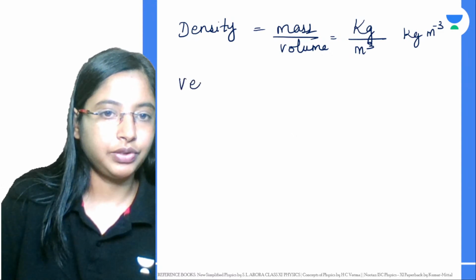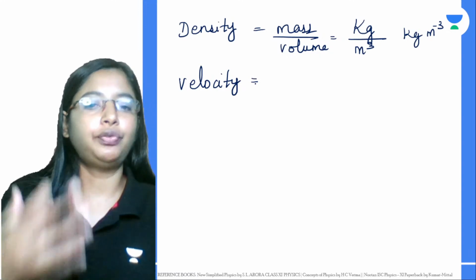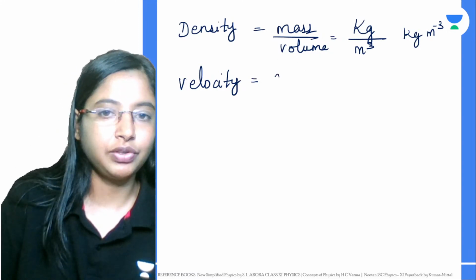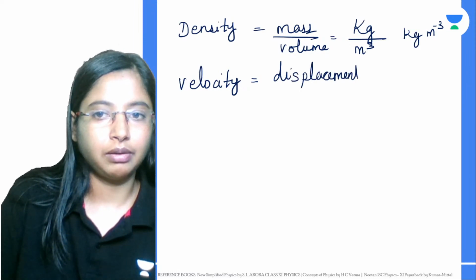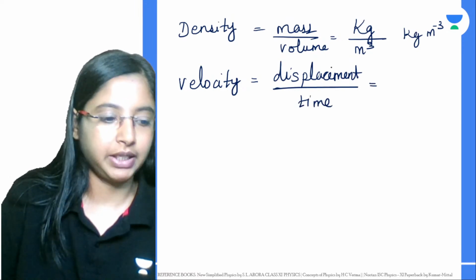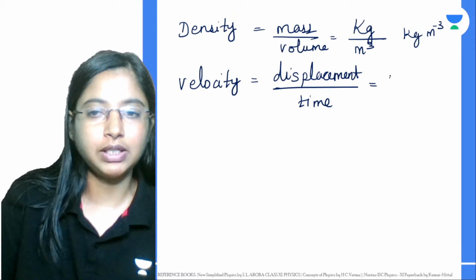What would be velocity? You can get the unit of velocity if you know the unit of distance and time. Velocity is basically your displacement by time. In terms of SI units, we give it as meter per second, m s inverse 1. That would be your unit.